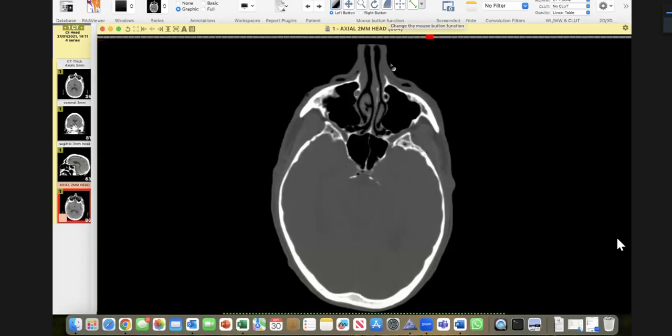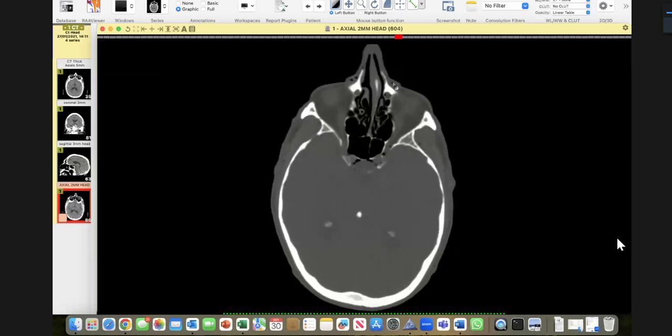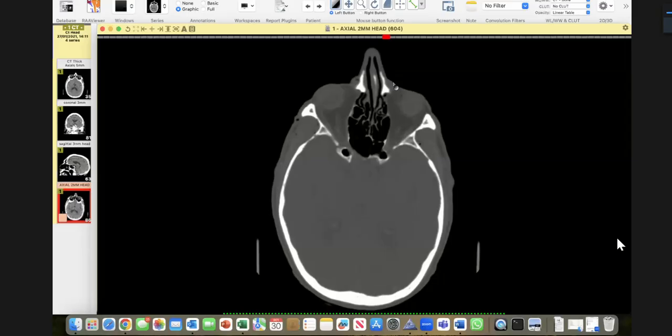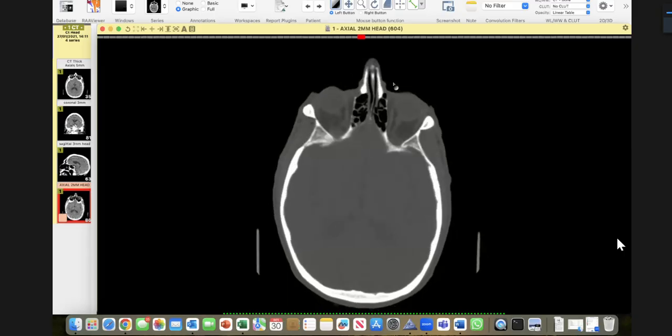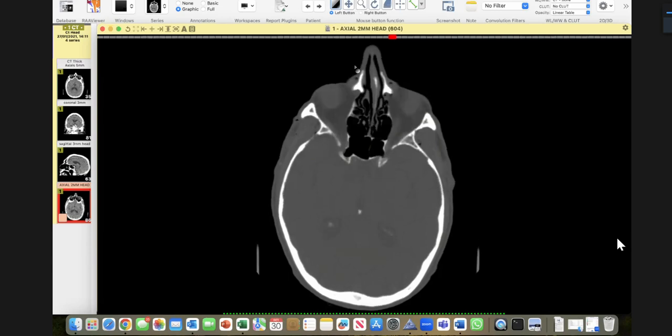Where you said left what? I'll scroll through that point. Sir, I could appreciate a few air density areas within the left optic canal over here. And sir, a few small air foci are also appreciated in the bilateral soft tissues of the temporal lobe, temporal soft tissues.